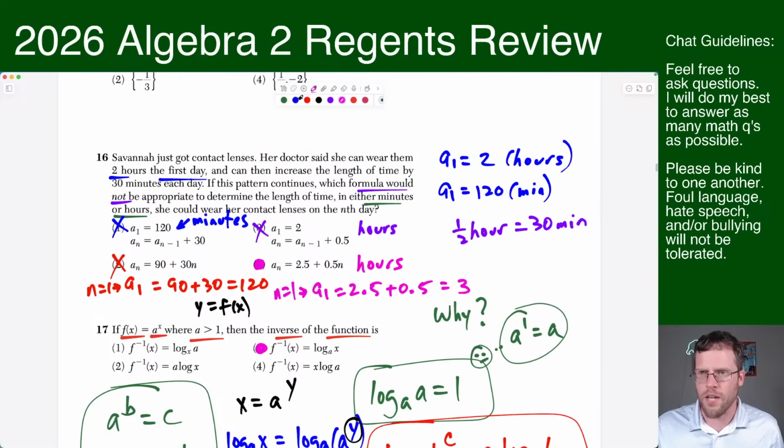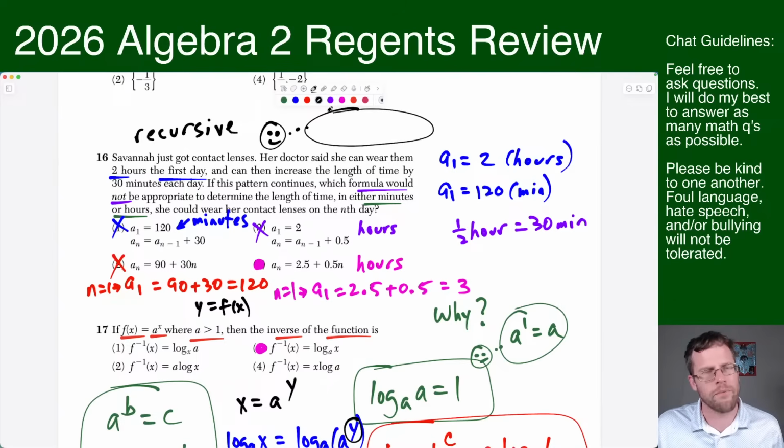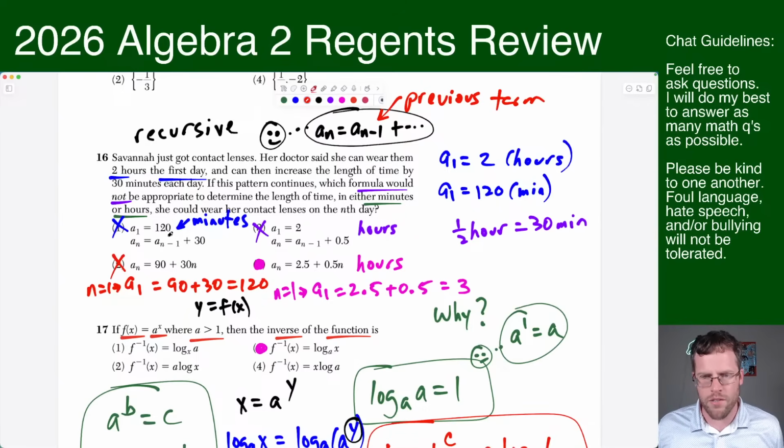Let's see. So there are two types of sequences. There's recursive sequences. Just think like, well, hopefully you never have a recurring nightmare. A recurring nightmare is when it's the same nightmare over and over and it's built on the previous thing. So what you look out for is a sub n equals a sub n minus 1 plus whatever. So this represents the previous term. Okay, so this is the previous term. So right away I'm like, all right, this is the previous thing plus 30 minutes.